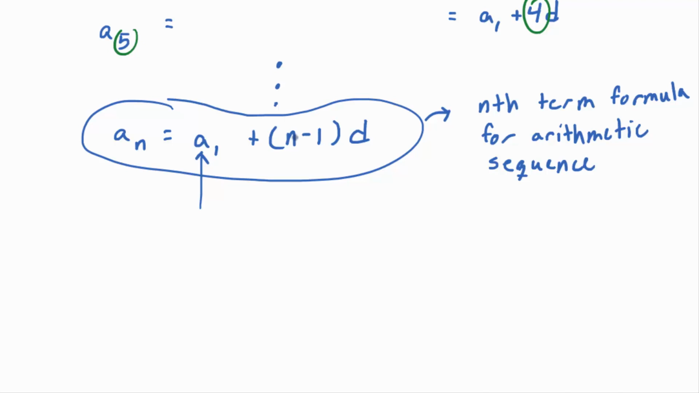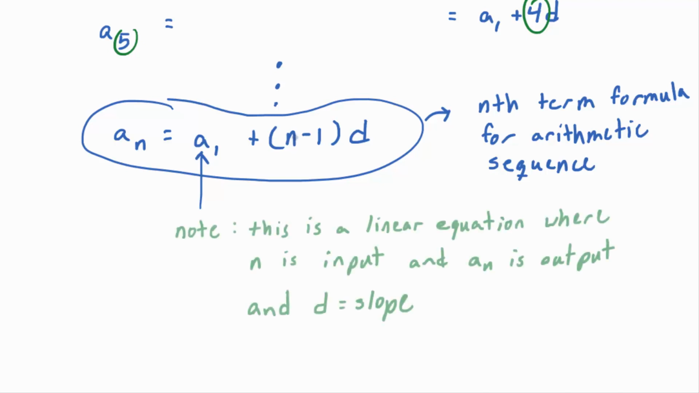So I just want you to know that this is a linear equation with respect to the input of n and the output of a sub n. In any particular problem, d is going to be your slope, and you'll be able to figure out, or you'll be given what that is.